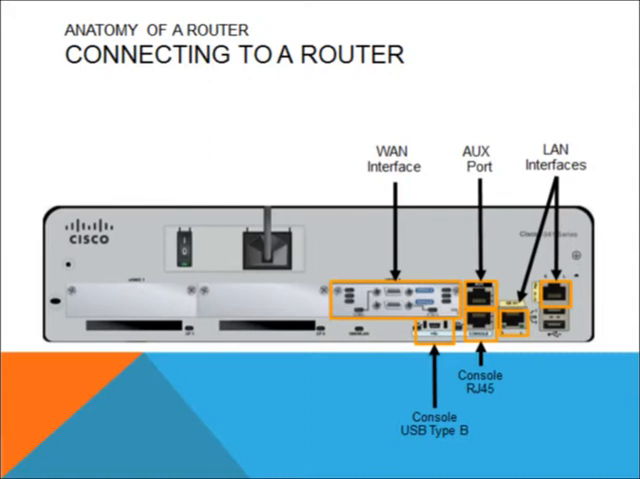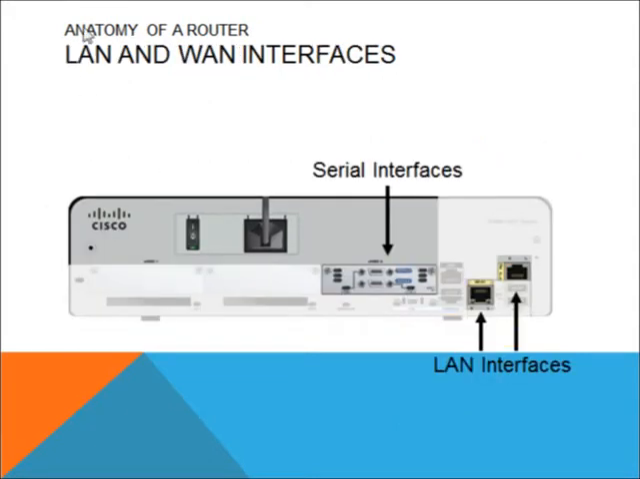In order to connect to the router, you need to connect to the different interfaces. You can connect to a router through the WAN interface, or through the auxiliary ports, or through the LAN interfaces, your Ethernet ports. You can also control the router through the console port RJ45 or through the USB Type B console. For the LAN and WAN interfaces, this is how they look from the back of the router.